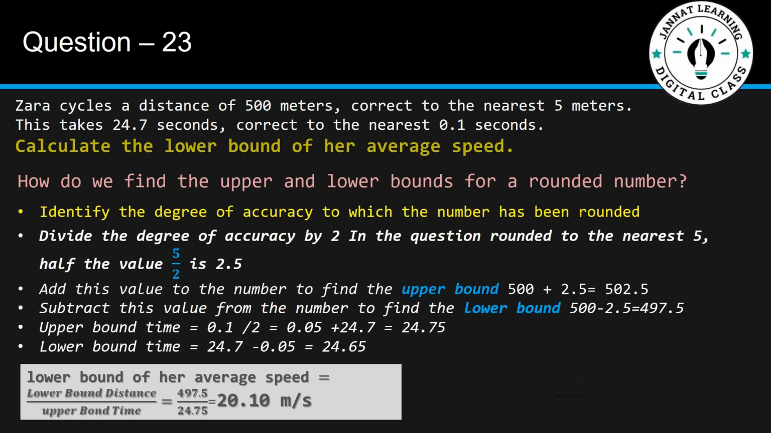Lower bound of her average speed equals lower bound distance over upper bound time, so 497.5 divided by 24.75 equals 20.10 meters per second.